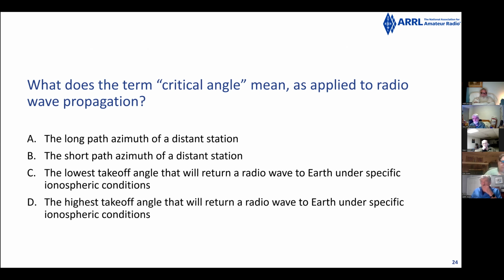Anyone? Got D? Yes, Kim, it's D. It's the highest takeoff angle that will return a radio wave to Earth. Above the critical angle, radio waves pass through the ionosphere and into outer space. And it is frequency dependent and dependent a lot on all the other things that affect the ionosphere.